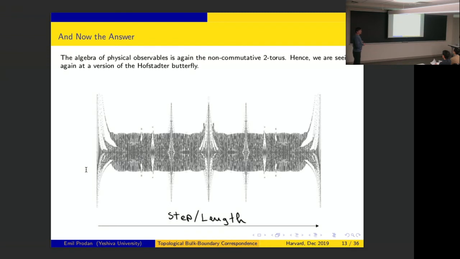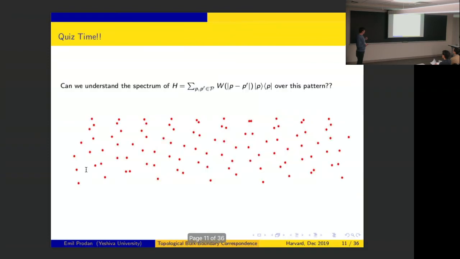So here is the spectrum. It makes perfect sense. The algebra is again the non-commutative 2 torus by the same theta. All these gaps can be associated with a Chern number. There will be topological edge spectrum for this pattern. Let's look again at it. So I guess without these methods, you will not be able to figure this out.